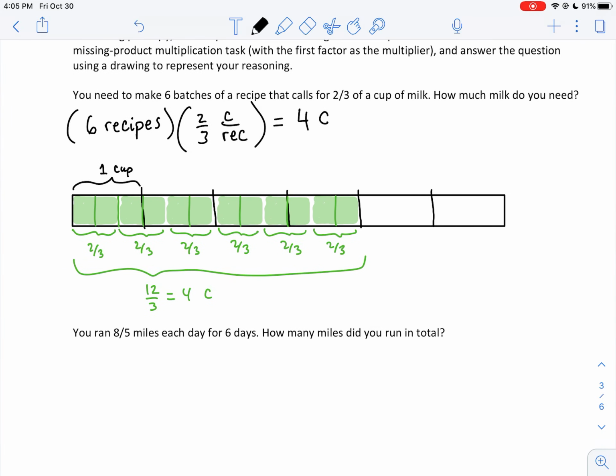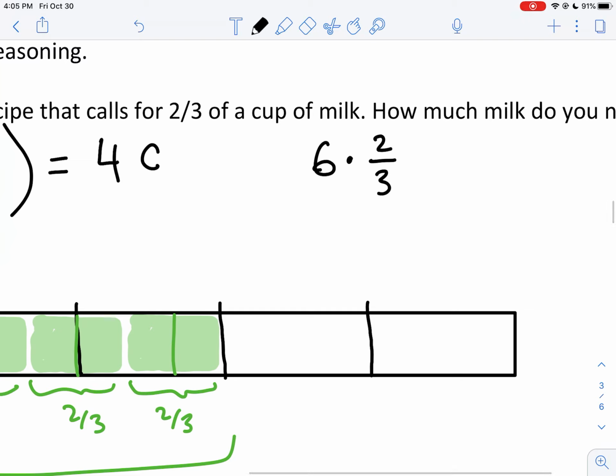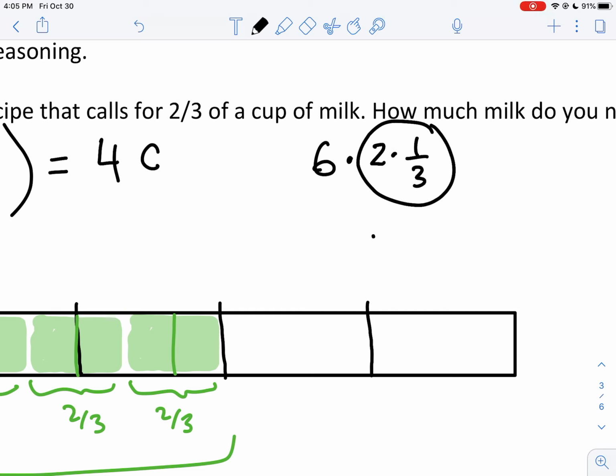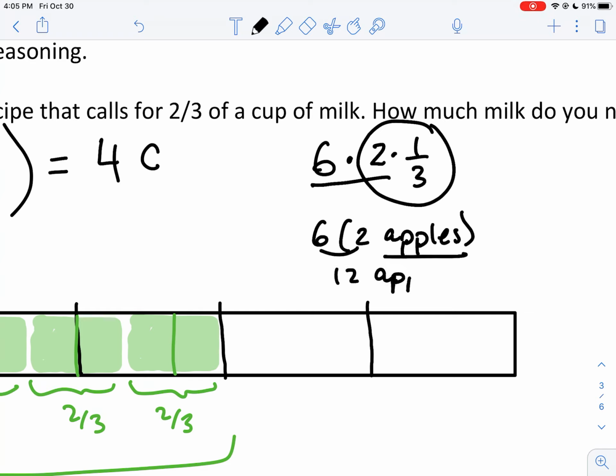Now, another way you could do this is we're really trying to do 6 times 2/3. But 2/3 already could be thought of as 2 copies of 1/3. So if you break apart 2/3 as 2 one-thirds, and then we want 6 of these, you just have to do 6 times 2, and that gives you the total amount of thirds that you actually have. It's like the same thing as saying if you want to do 6 copies of 2 apples, right? Notice the unit will stay the same. You just have to do, okay, that makes 12 apples.